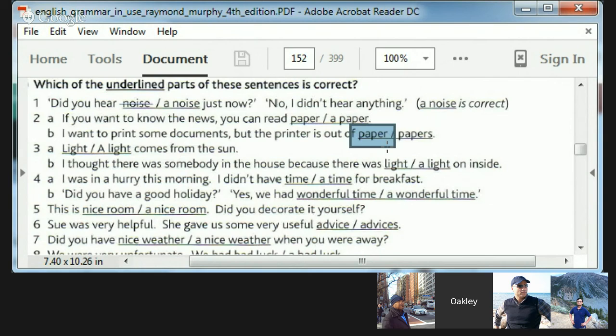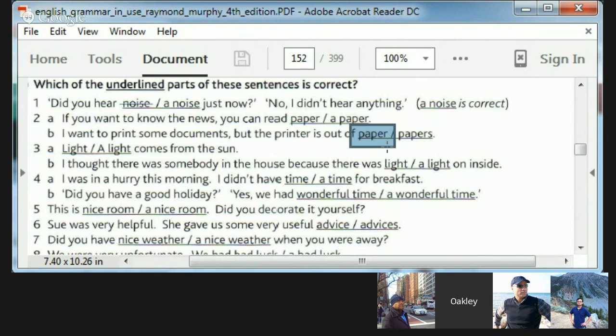But of course, if you need to get a visa or you're getting a bank loan or something, we can talk about paperwork, which is uncountable. I have some paperwork to do. It's uncountable. Did you bring your papers to the meeting with the bank officer, for example? Okay, that can be a little bit confusing as well.